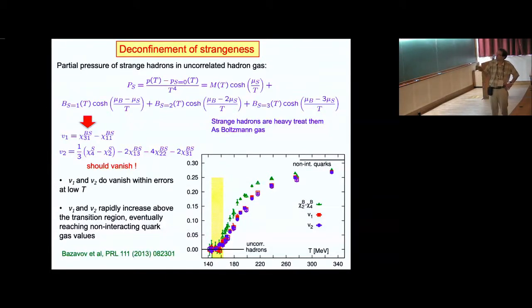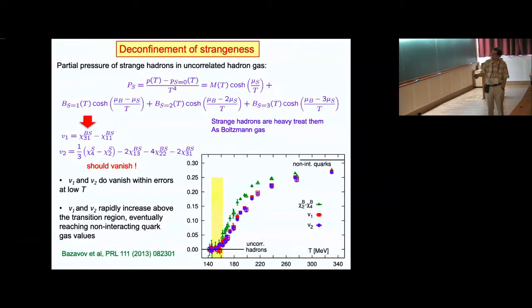So in this sense, you don't rely on what actually builds up the pressure. It's just the fact that the pressure is given by some gas of uncorrelated hadrons, and you don't really care what those hadrons are or what their masses are. That's a relatively simple statement to make. And what you find is that indeed, as you would expect with a gas of hadrons, this quantity vanishes identically at low temperature, and at the upper range of the transition region it starts to increase, and eventually this quantity will reach the value which is characteristic of a non-interacting gas of strange quarks.